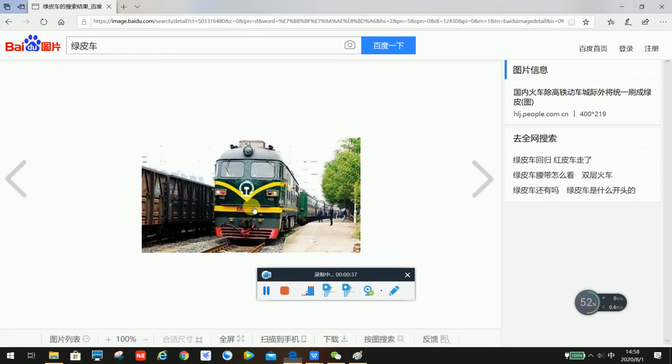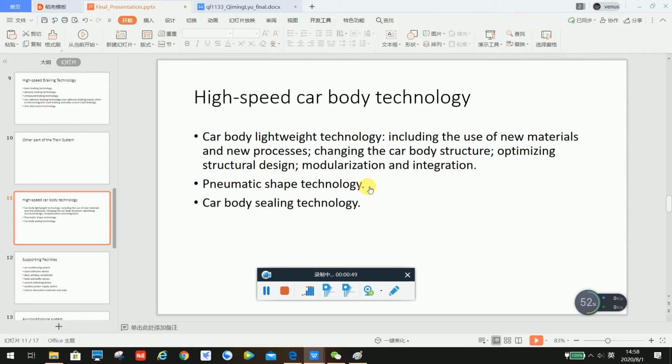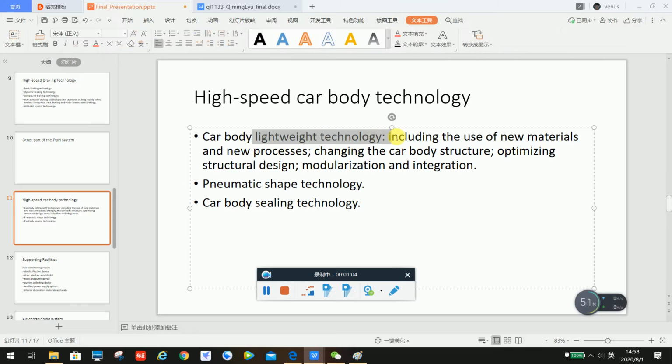Yeah, you look at this. This is the general train. So it's hard to get to 300 km per hour. It can only run at 100 km per hour. So to get to this speed, there are many technologies. For example, the light-weight technology.